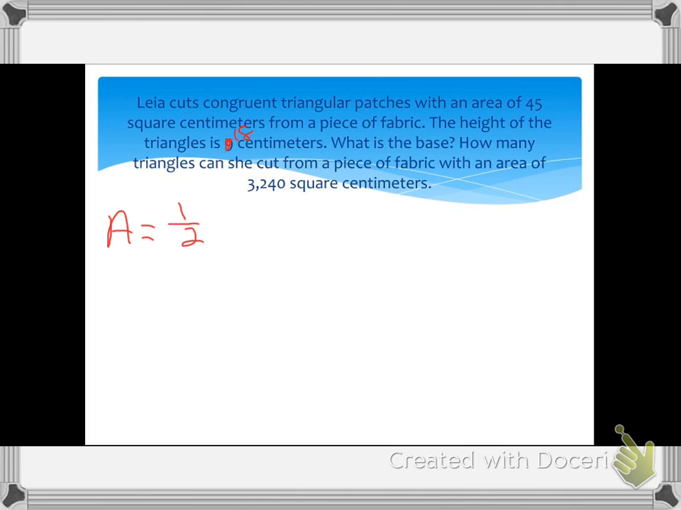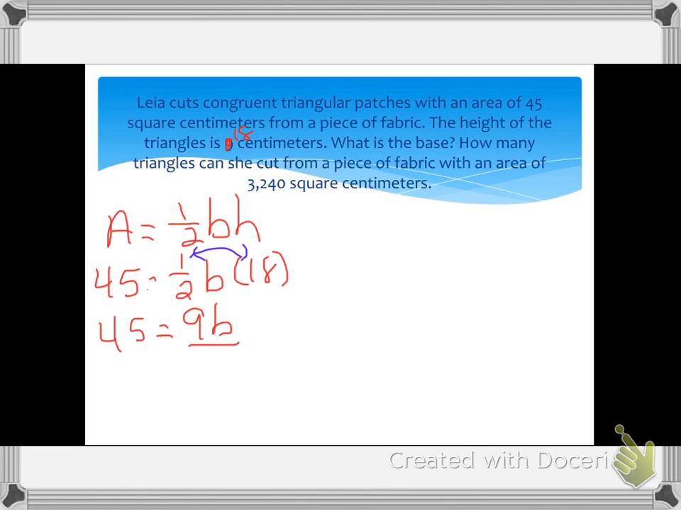Area equals 1/2 base times height. Our area is 45. 1/2. The base we're searching for, the height, is 18. That associative commutative property tells us we can find this in any order. So our 45 is going to stay the same. 1/2 of 18 is 9. So we end up with 9b. I'm going to divide both sides by 9. B stays the same. 45 divided by 9 is 5. So then we know that the base of the triangle is 5 centimeters.